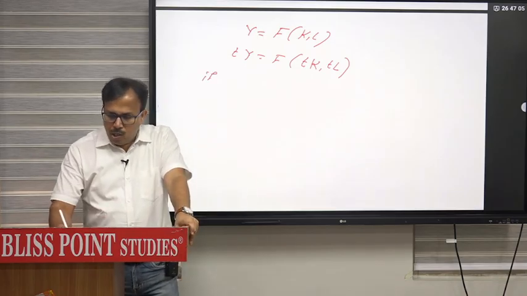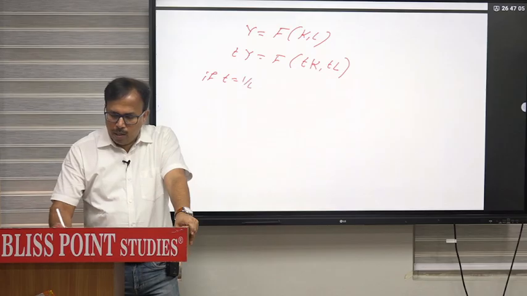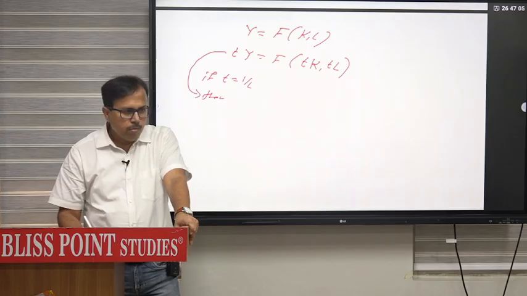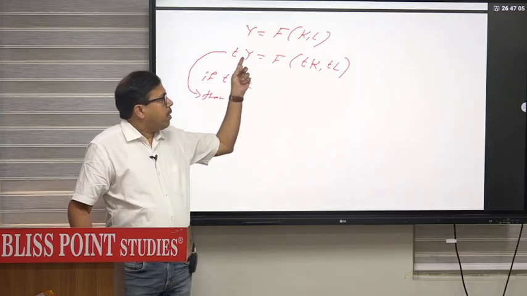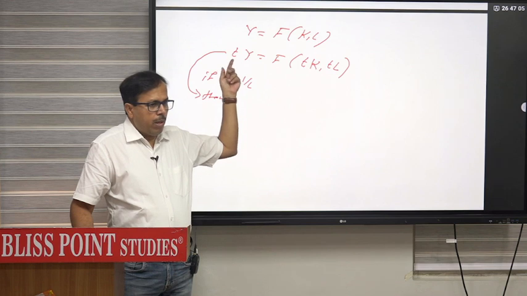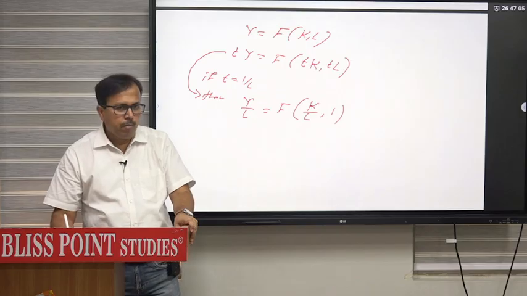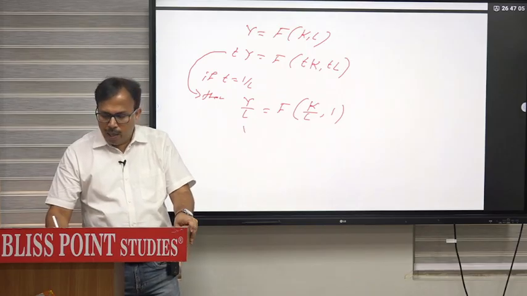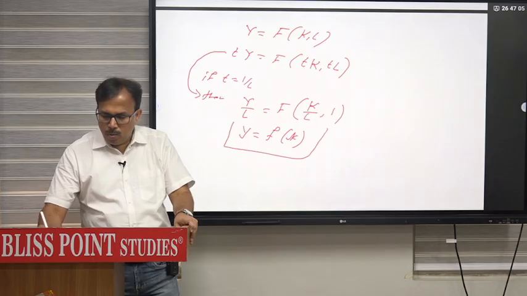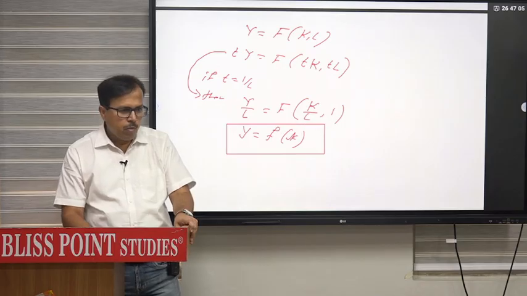Now if I assume this t as 1 by L, then how can you write this equation? टी मान लिया 1/L है, तो ये Y/L हो जाएगा. So this will become Y/L as a function of K/L comma 1. This Y/L can be written as small y, K/L can be written as small k. One constant number है, you have just ignored it from the function. Y is a function of k.